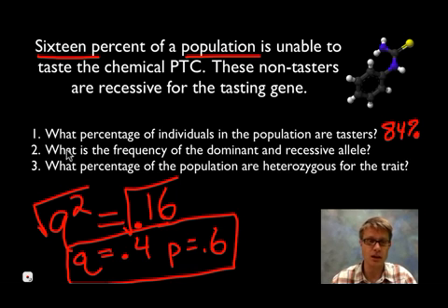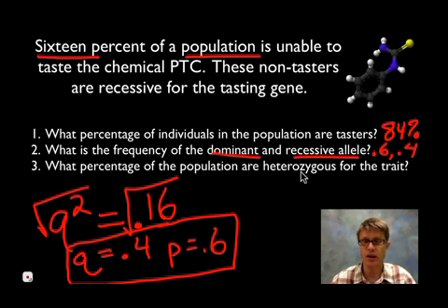Okay, let's look at the next question. What is the frequency of the dominant allele and what's the frequency of the recessive allele? Well, the frequency of the dominant allele, we've already solved that. That's going to be our p-value, so that would be 0.6. And then what about the recessive allele? That's going to be 0.4. That's going to be my q value. So I'm golden so far. Now let's go to the next one.